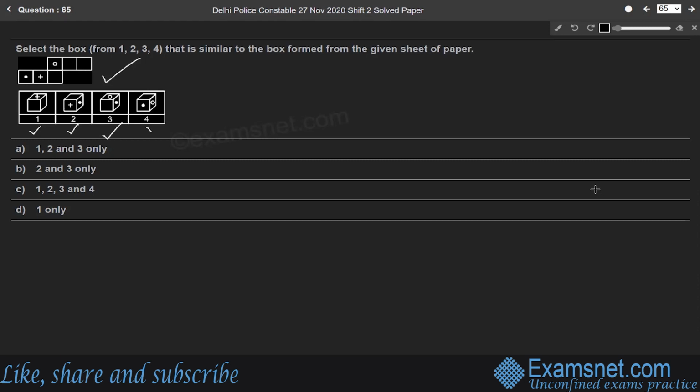Look at the fourth figure. So the fourth figure is basically the same as the third figure, except for the fact that it is rotated. Hence, the fourth figure is also possible. Hence, 1, 2, 3, 4, option C. So all are possible. Therefore, the answer is option 3.